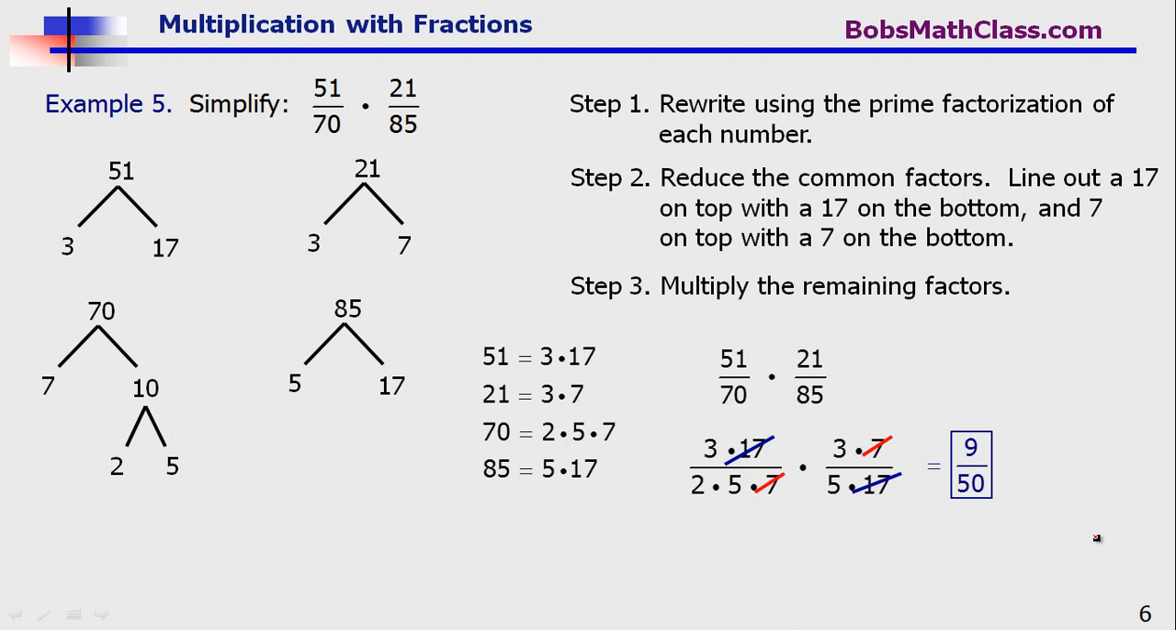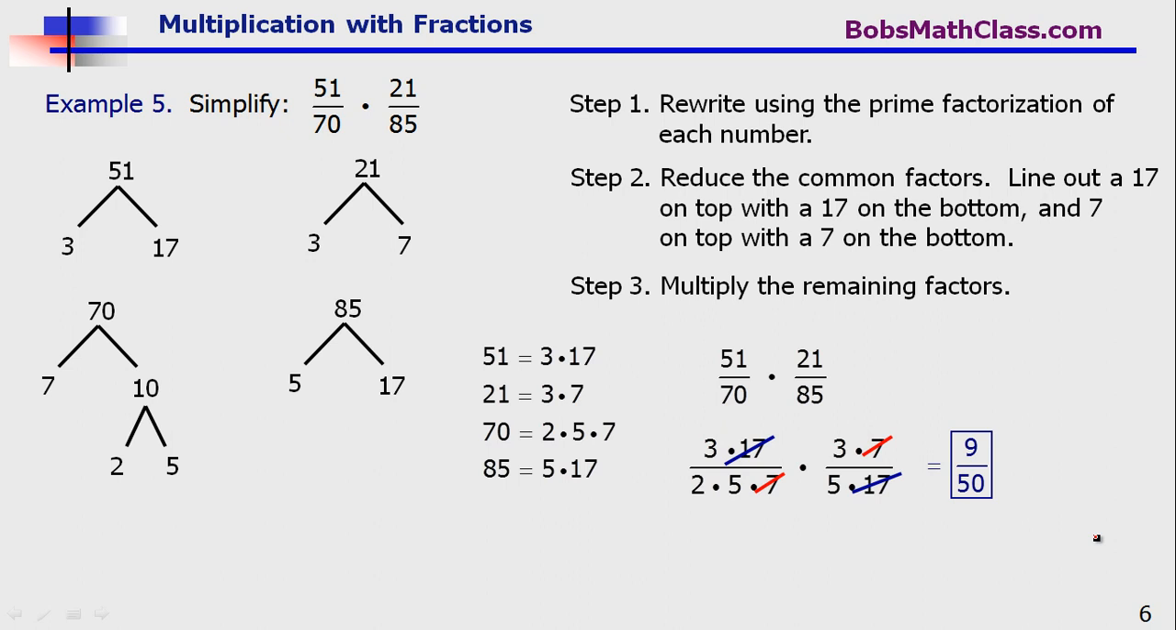Okay, it's a little bit of work, but I'm sure you know now that math is a little bit of work. So just find the prime factorization, replace each number with its prime factorization, line out the same number on top with the same number on the bottom, multiply across and you got your answer. I know it's a little bit of work, but sometimes with these kind of large numbers, it's definitely necessary.